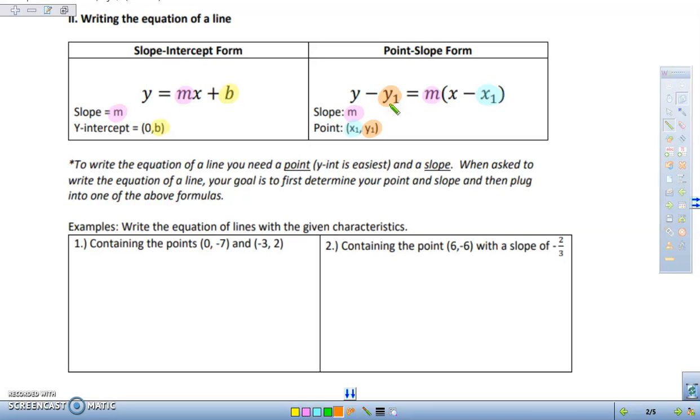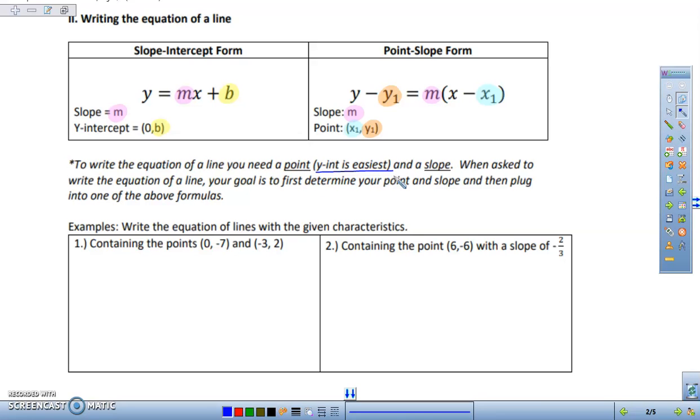So the key to this, the most important thing that you understand is anytime I ask you to write the equation of a line, what you need is a point and a slope. Now, if that point happens to be a y-intercept, even better. It's going to make your life a lot easier, and you'll see why in the examples.